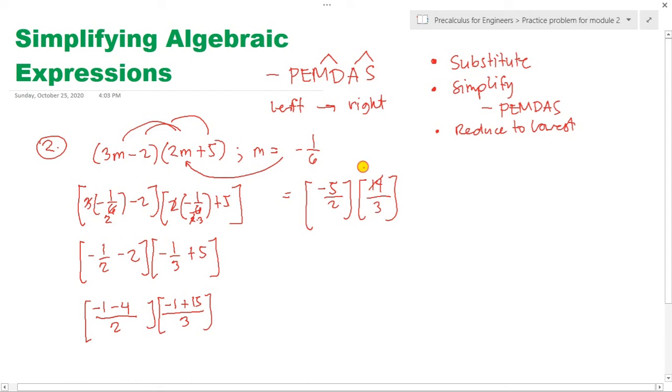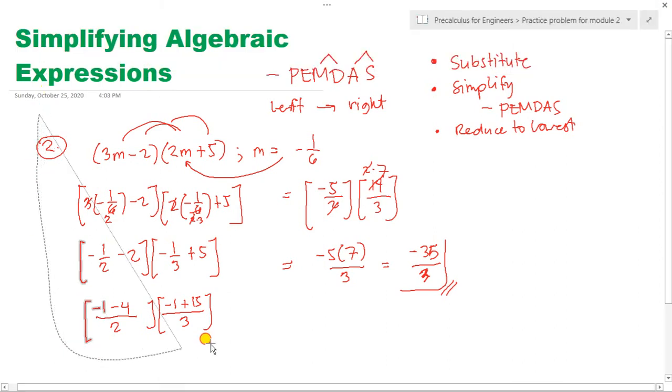14 is a product of 2 times 7. So therefore, makakancel yung 2 sa ibaba at sa itaas. What's left is negative 5 times 7 all over 3, or this is equal to negative 35 all over 3. So ito yung ating final answer. Or you can convert it into decimal places. So it's up to you.